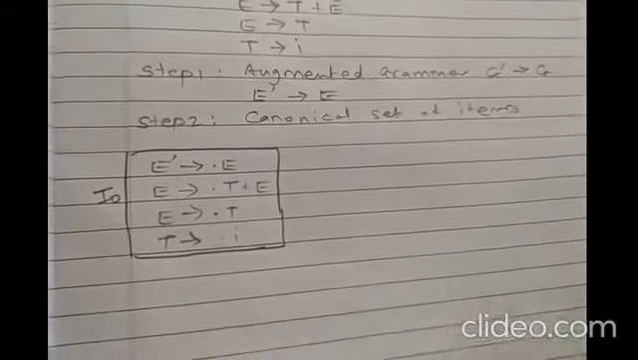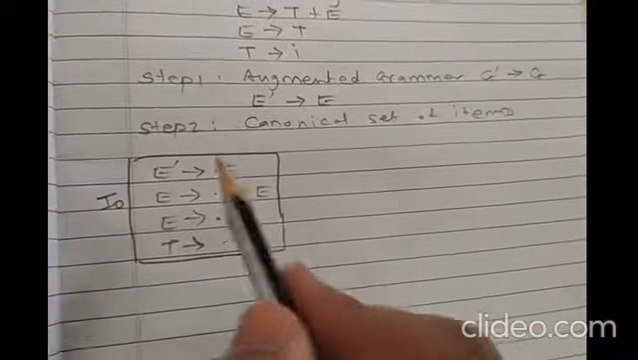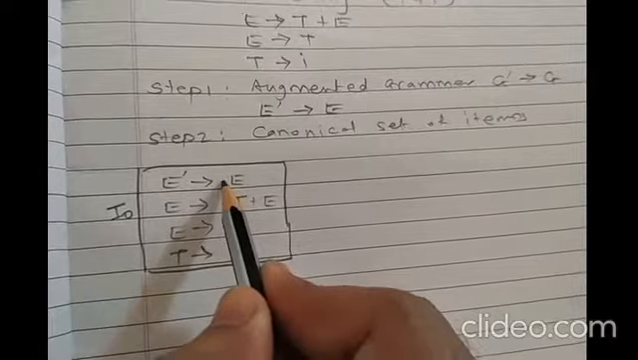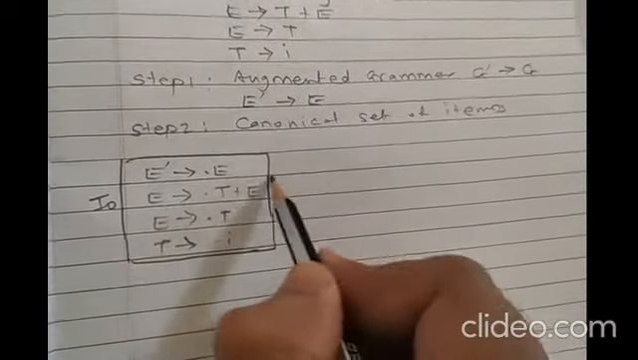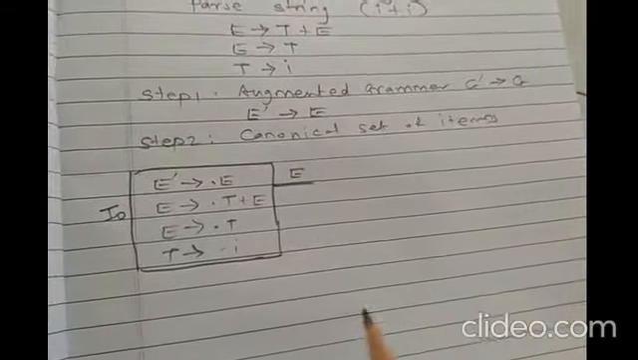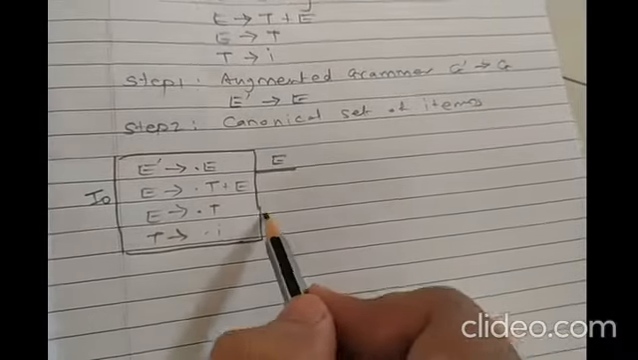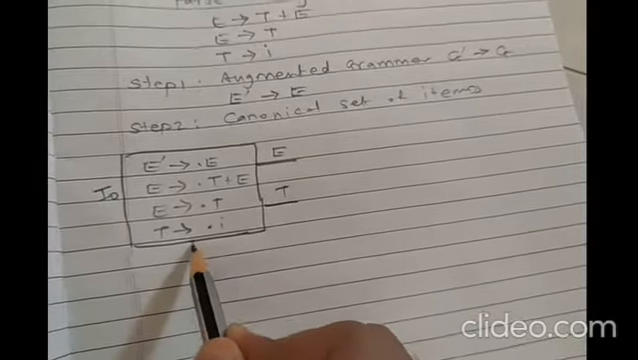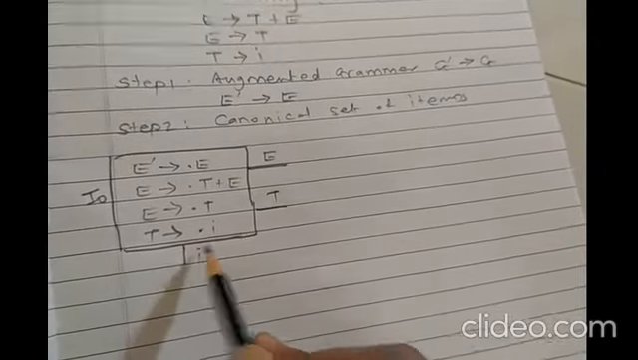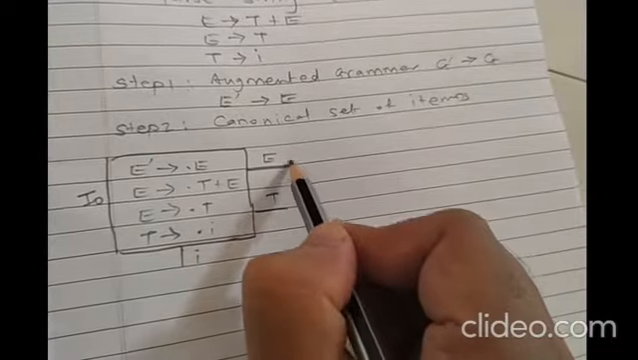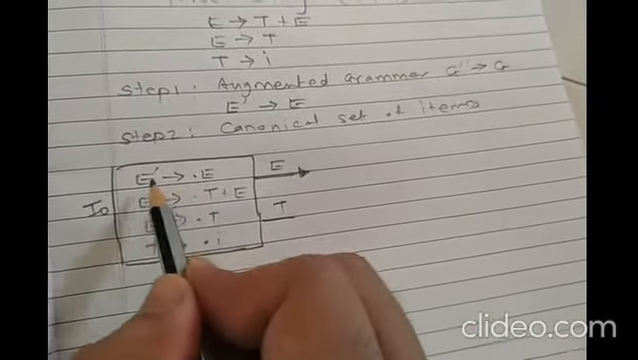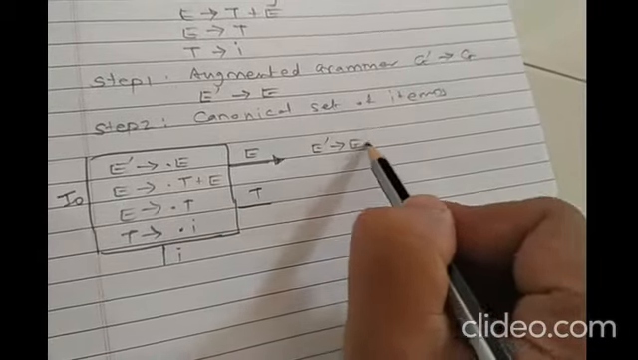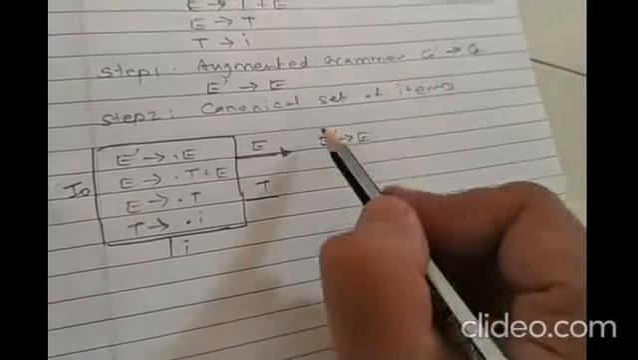Now apply the transition. So what possible transitions are there? Whatever comes after the dot, that will lead to a transition. So E transition is possible, then T transition is also possible, and lastly this I transition is also possible. So with E, what we get, just see, with E we get E dash tends to E dot.